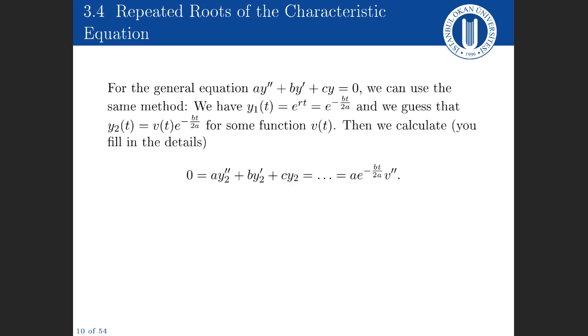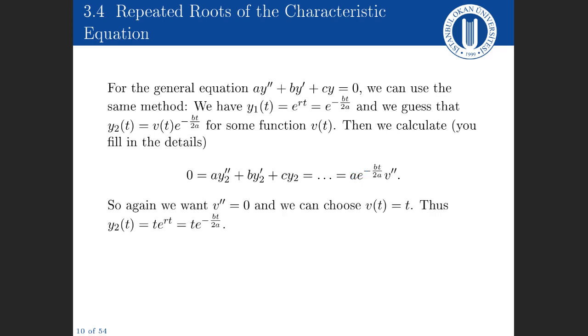Then we can calculate, and I'm going to leave the details for you to fill in. Use the same ideas that we did in the previous example. We can calculate that the differential equation simplifies to 0 is equal to a e^(-bt/2a) v''. A must be non-zero, and e^(-bt/2a) must be non-zero. We must have that v'' is equal to 0 again. So we can just choose v equal to t as before.